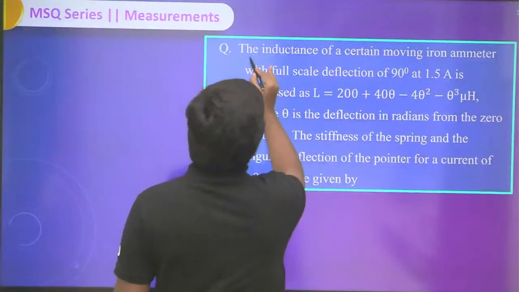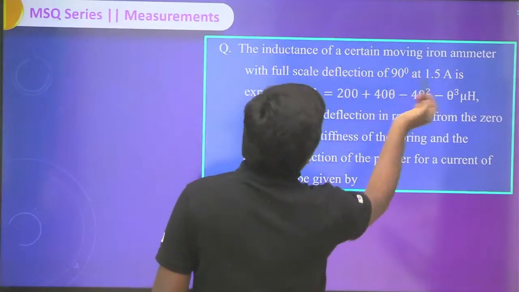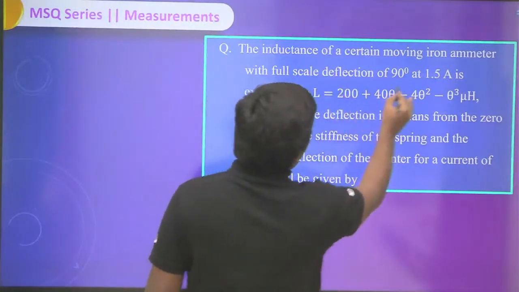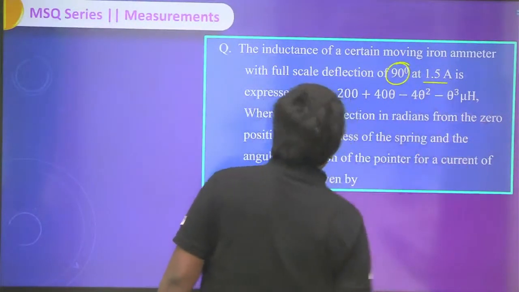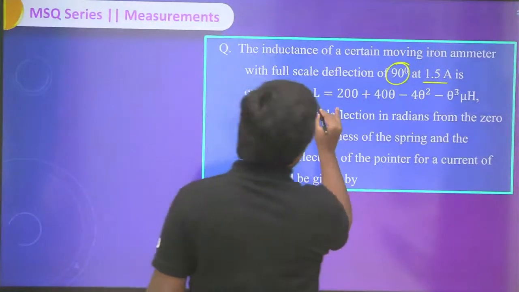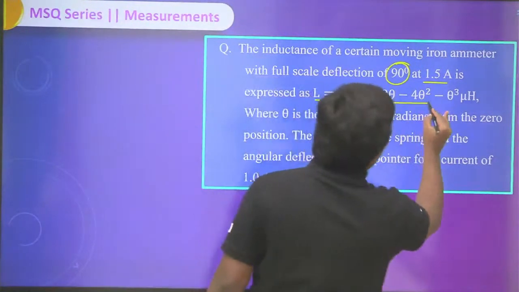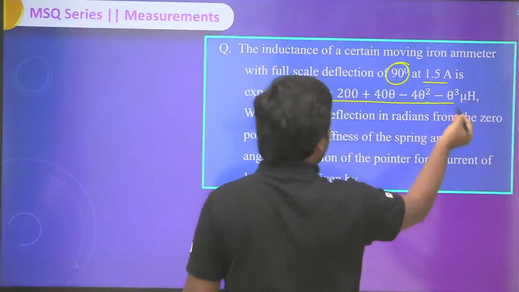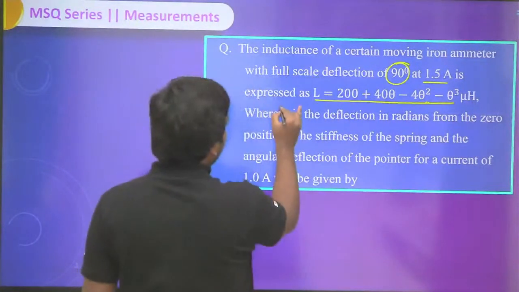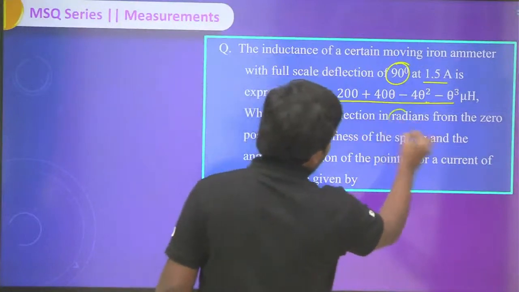The inductance of a certain moving iron ammeter with a full scale deflection of 90 degrees at 1.5 ampere is expressed as L equals 200 plus 40 theta minus 4 theta squared minus theta cubed micro Henry. Good. Where theta is the deflection in radians. Please keep this in mind.